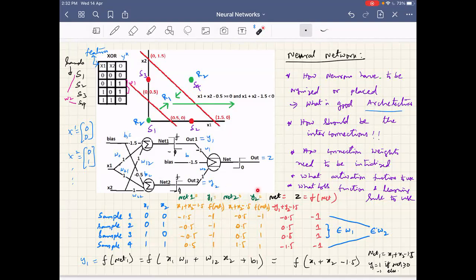Now, given this y1, y2 information, we can calculate the net as minus y1 plus y2 minus 1.5. Now, you can see that if you apply a threshold activation on top of the net output, the two samples are put into one category and the other two samples into the other category. This means that a single neuron doesn't have the power to make nonlinear decision boundaries, but a neural network has the power to make nonlinear decision boundaries. That's what we have seen in this slide, and this network is a nice example of making a nonlinear decision boundary.